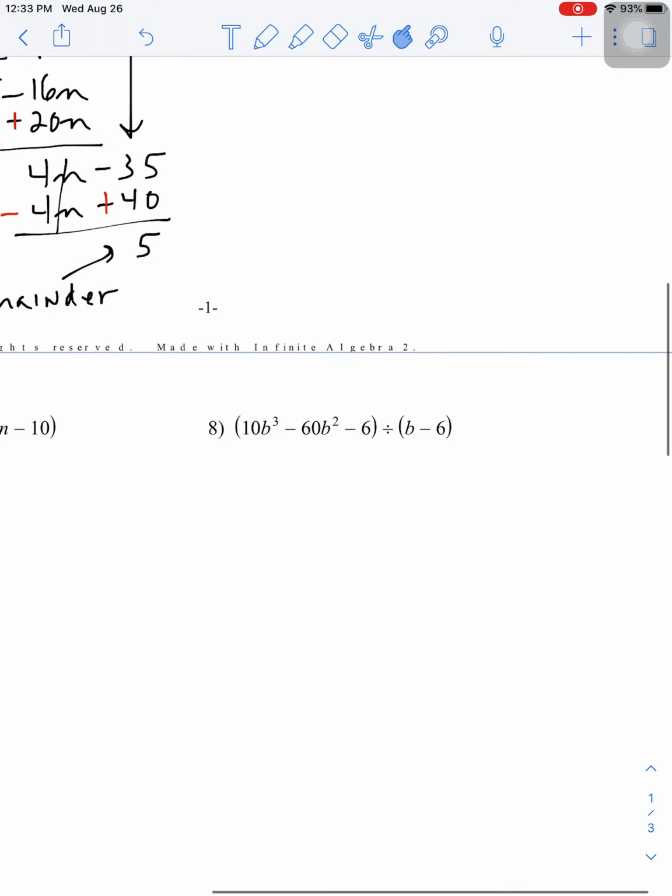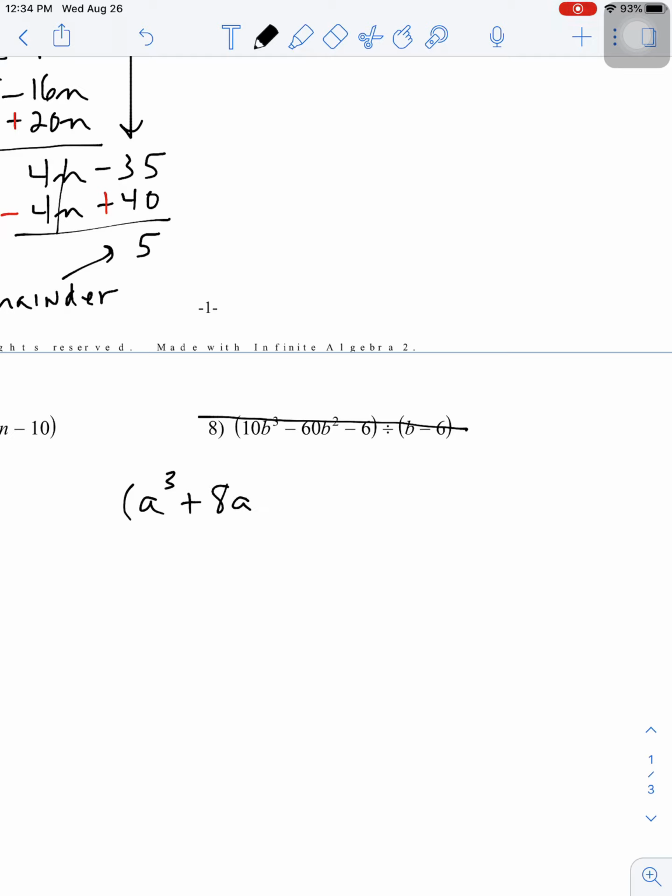So I don't like number 8 or even number 7. So I end up making up my own examples to get the missing terms idea across to you. So we have a cubed plus 8a minus 24 divided by the quantity a minus 2.